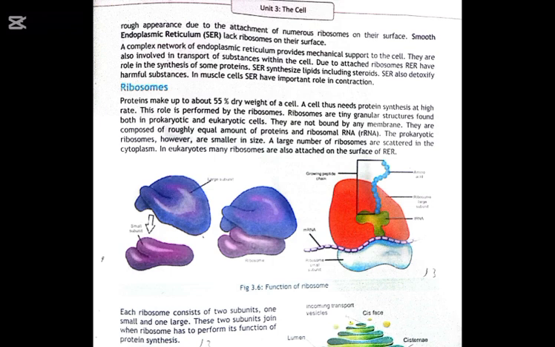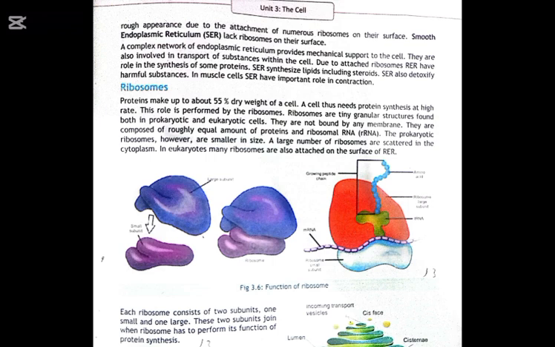Now, let's talk about the tiny but super important structures we just mentioned, that is ribosomes. Here's a fun fact to start. Did you know that proteins make up about 55% of the dry weight of your cells? That means your body needs a lot of protein, and it needs to make it constantly. That's exactly the job of ribosomes. It's the cell's protein-making machine.